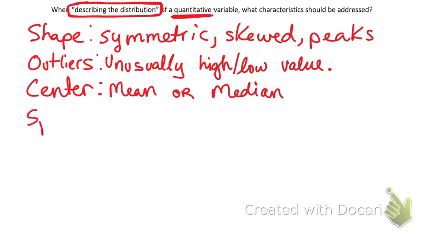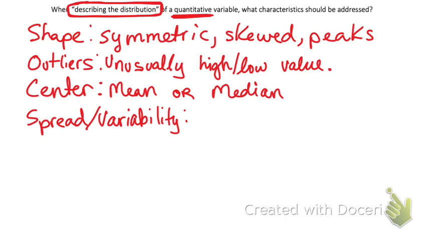All right, we're also going to want to talk about the spread, as we just said. The spread or the variability. There are tons of ways to talk about spread, one of which is the range. Do you guys know how to calculate the range? You take the highest minus the lowest. Okay. But, time out. That is maybe not as helpful for statistics.